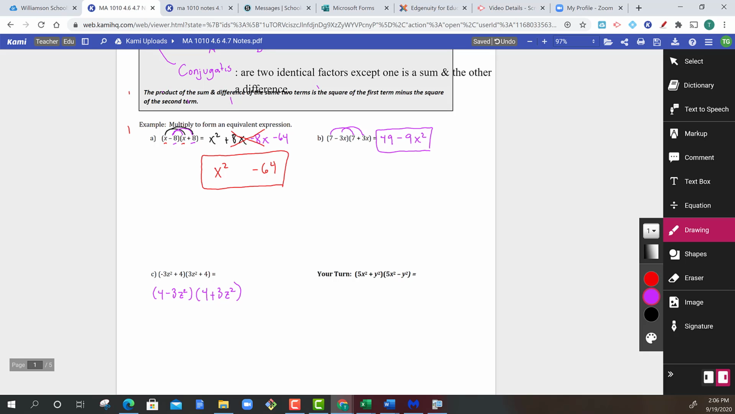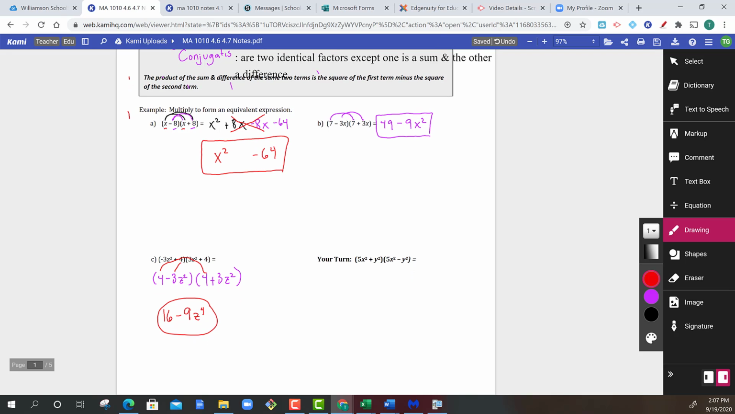Try C and D. Pause the video. I'll show you the answer here in just a second. There's part C. 4 times 4 is 16. Negative 3 times positive 3 is negative 9. Z squared times z squared is z to the 4th.